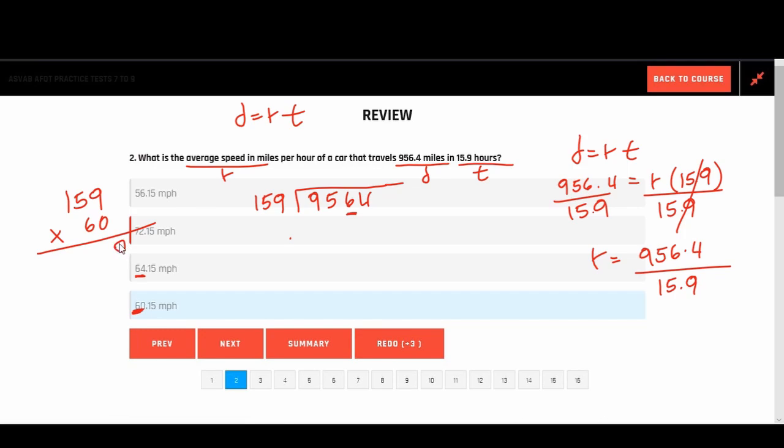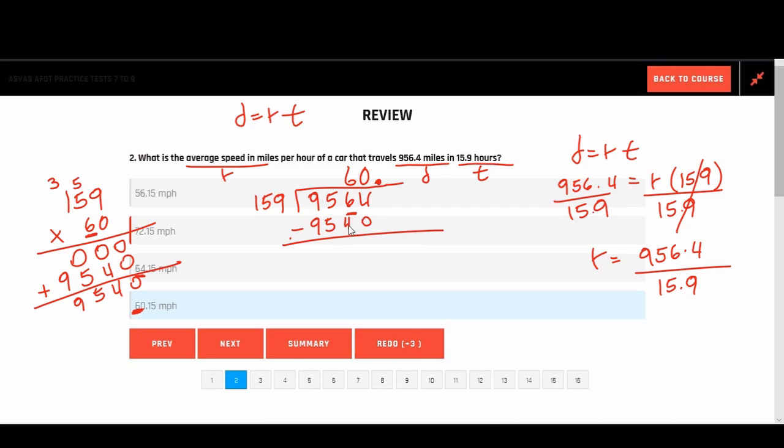9 times 0 is 0. 5 times 0 is 0. 1 times 0 is 0. Add 0 since we're starting this number. 6 times 9 is 54. Carry the 5. 6 times 5 is 30, plus 5 is 35. Carry the 3. 6 times 1 is 6, plus 3 is 9. Let's add. We can see 0 plus 0 is 0. 0 plus 4 is 4. 0 plus 5 is 5. 9 plus nothing is nothing. So this gets you 9,540. And as you can see, this was 60 that got us there.